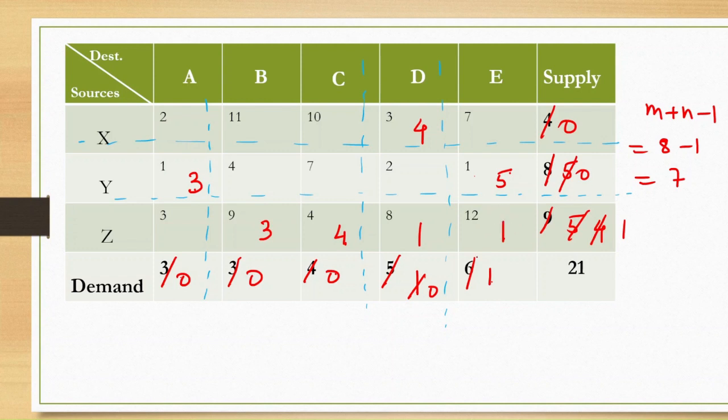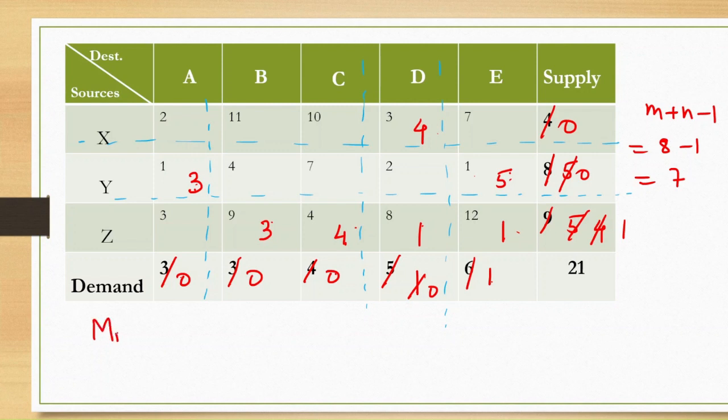So that's a cross check. So we could see here, do we have 7 allocations? So 1, 2, 3, 4, 5, 6, 7. Yes, we are having positive 7 allocations. So that means we are having a non-degenerate basic feasible solution.